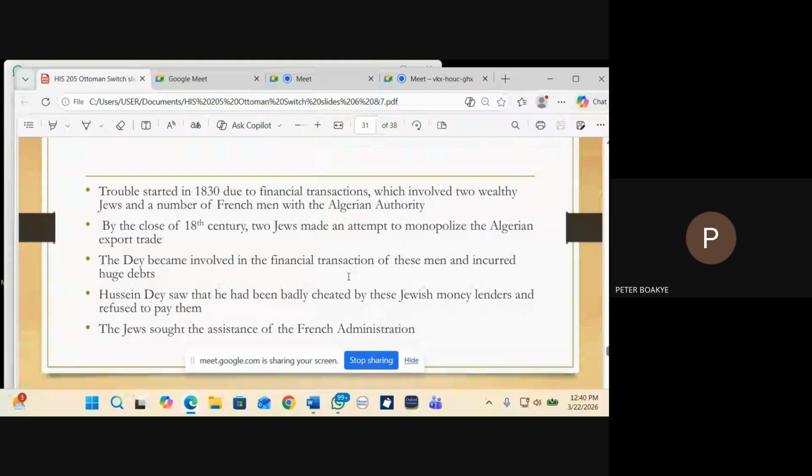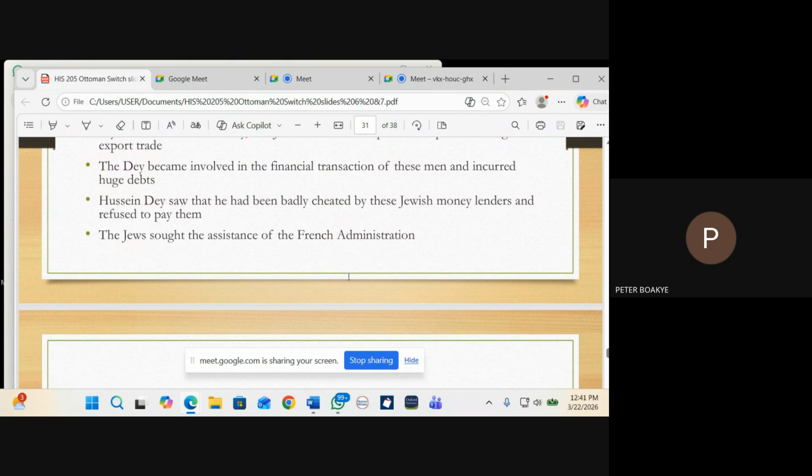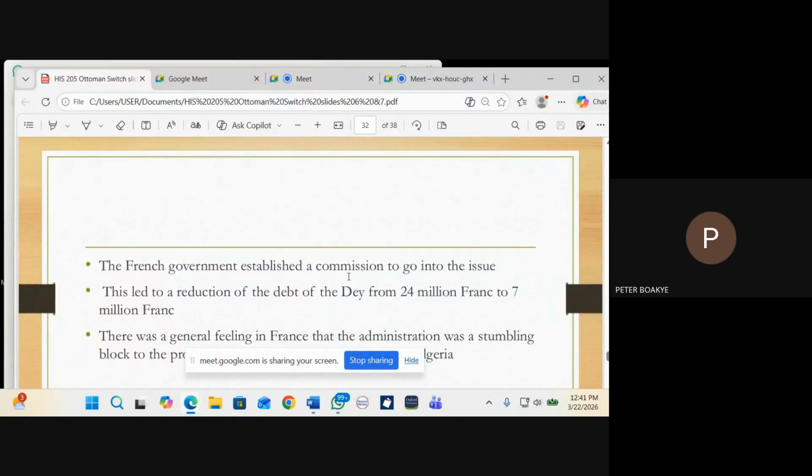Now the Dey was known as Hussein Dey. Take note. Hussein Dey saw that he had been badly cheated by these Jewish money lenders, the Jews being Bushnak and Bakri. Take note. He refused to pay them. So the Jews sought the assistance of the French administration. The French government established a commission to go into the whole issue. This led to a reduction of the debts from 24 million francs to 7 million francs. The commission reduced it drastically.